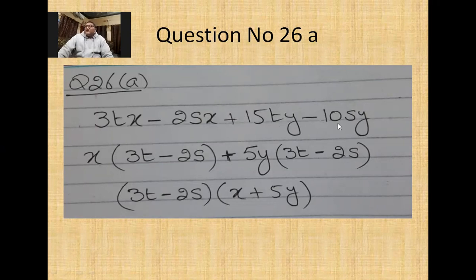So then from these last two terms, you can take plus 5y common. 5y is common. So divide this 15ty by 5y, you will be left with 3t. 10sy divided by 5y, you are left with 2s. Now you can take this bracket common in both the terms. From here, you are left with x. From here, you are left with 5y.